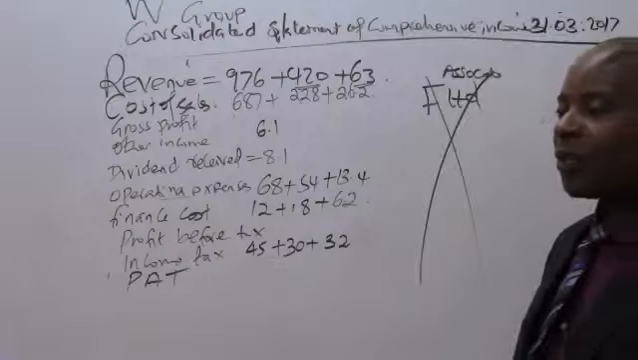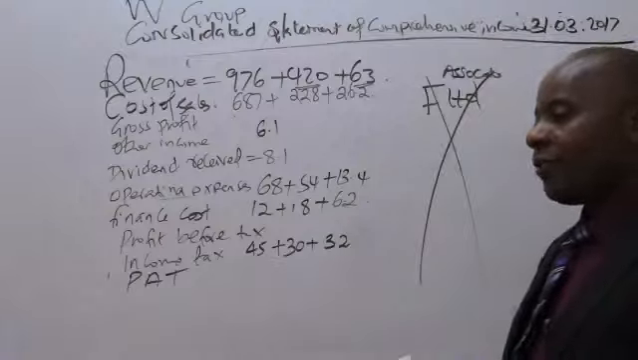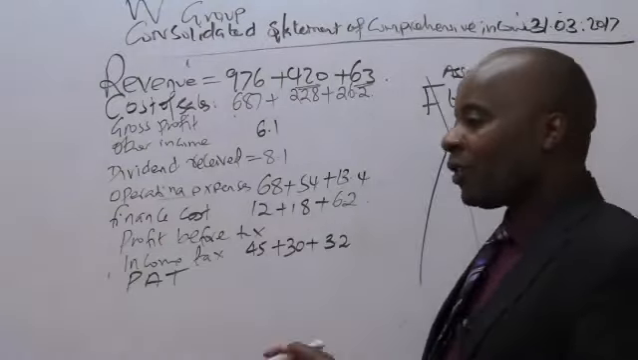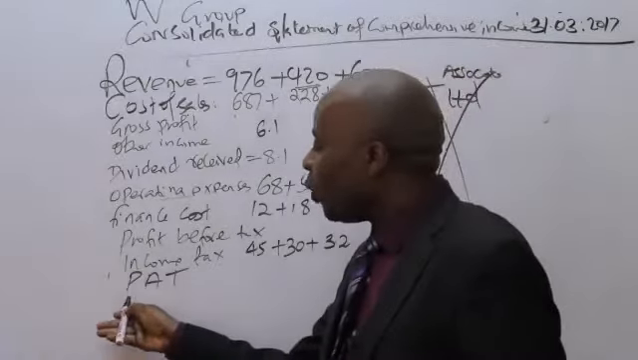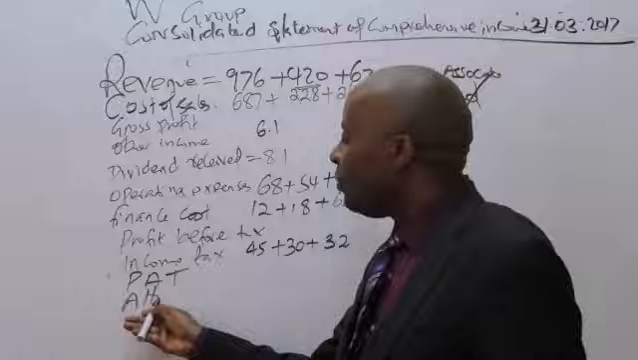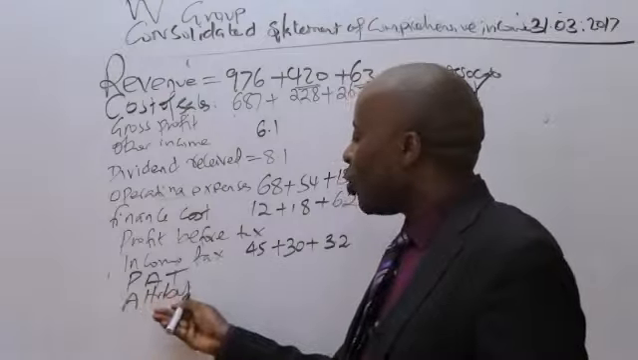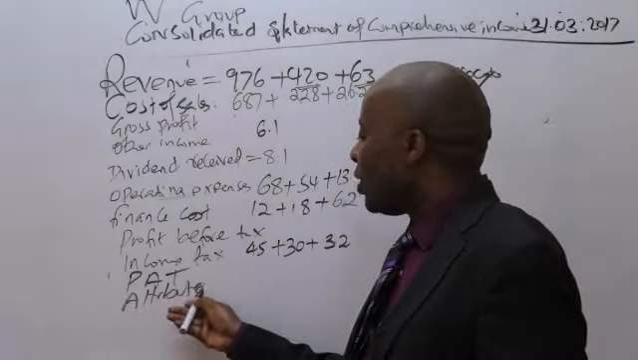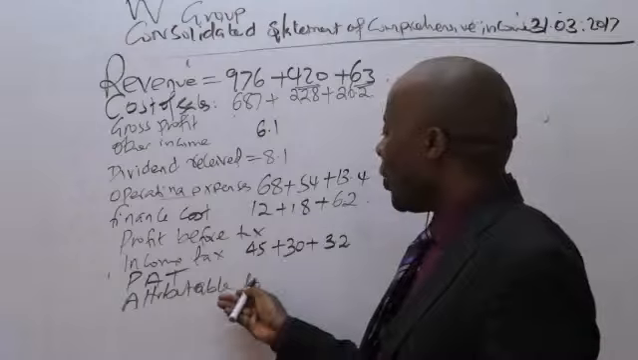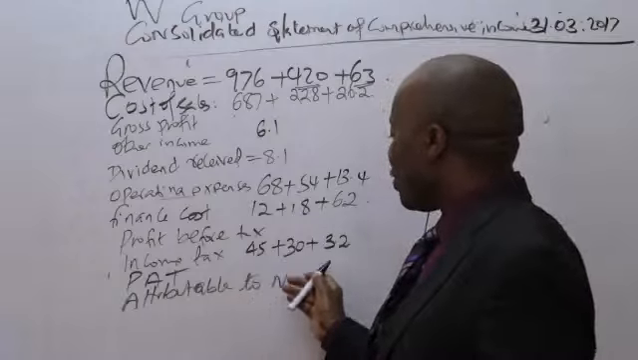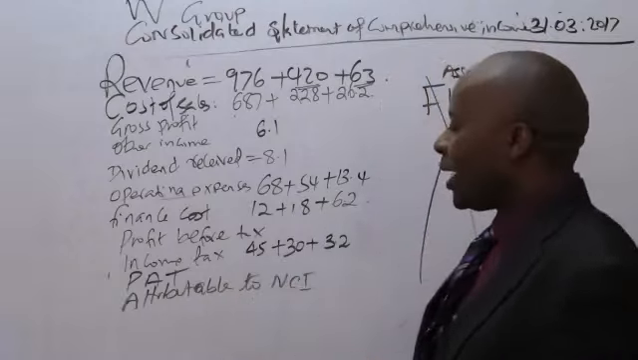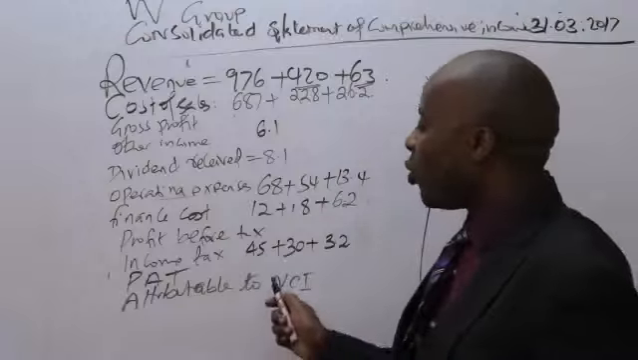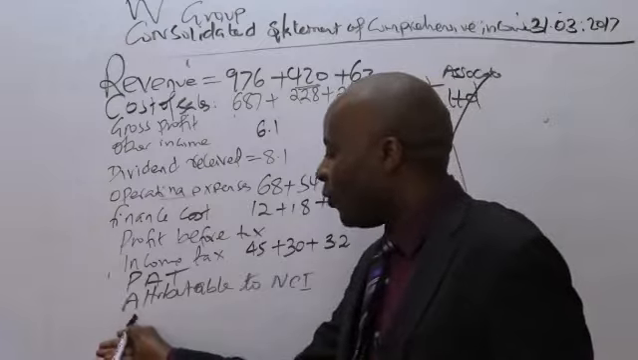Profit after tax. So this profit after tax, once you get this, you'll be able to deduct what is attributable to NCI. What is attributable to NCI, you'll be able to really get a working for that. And then now you will be able to get the group profit.